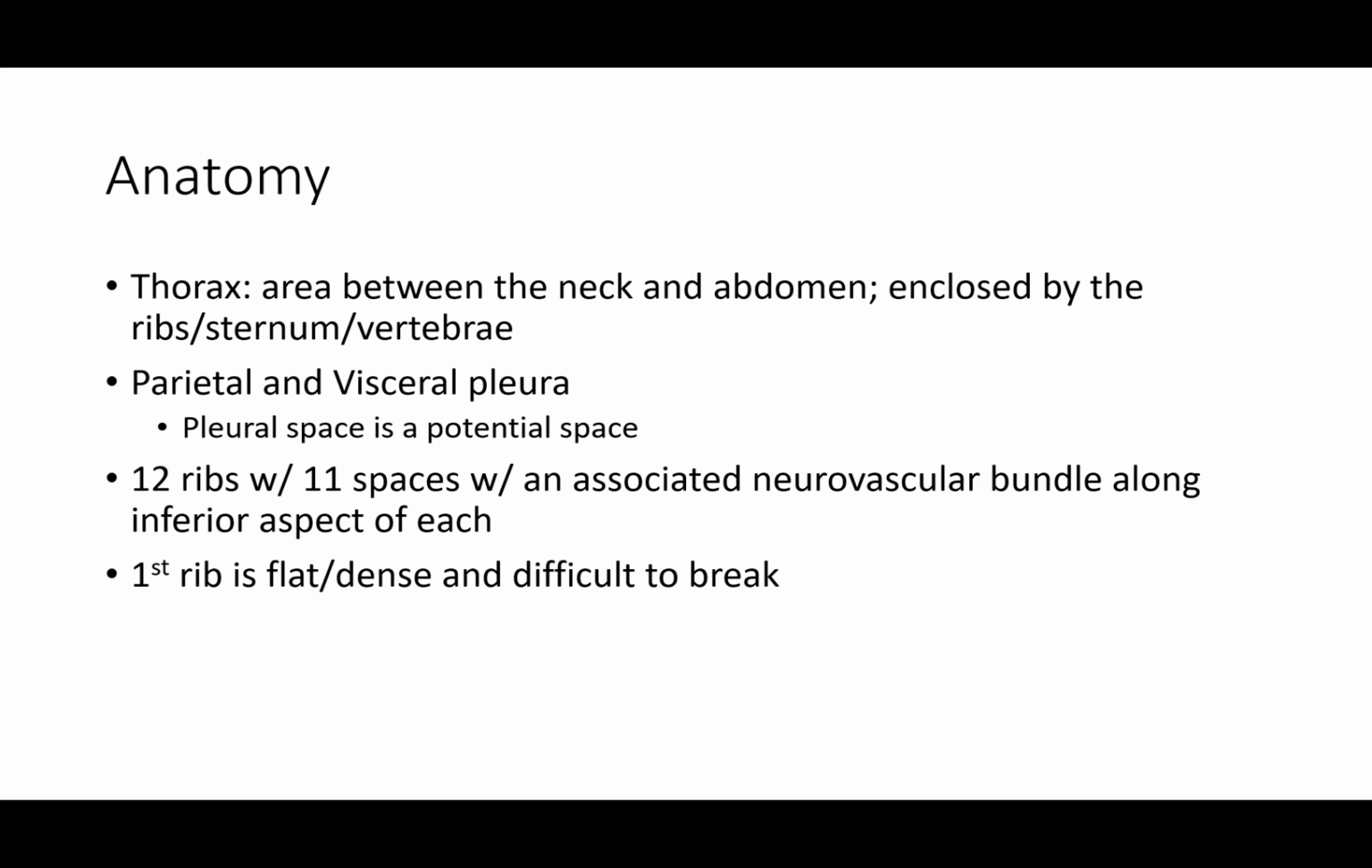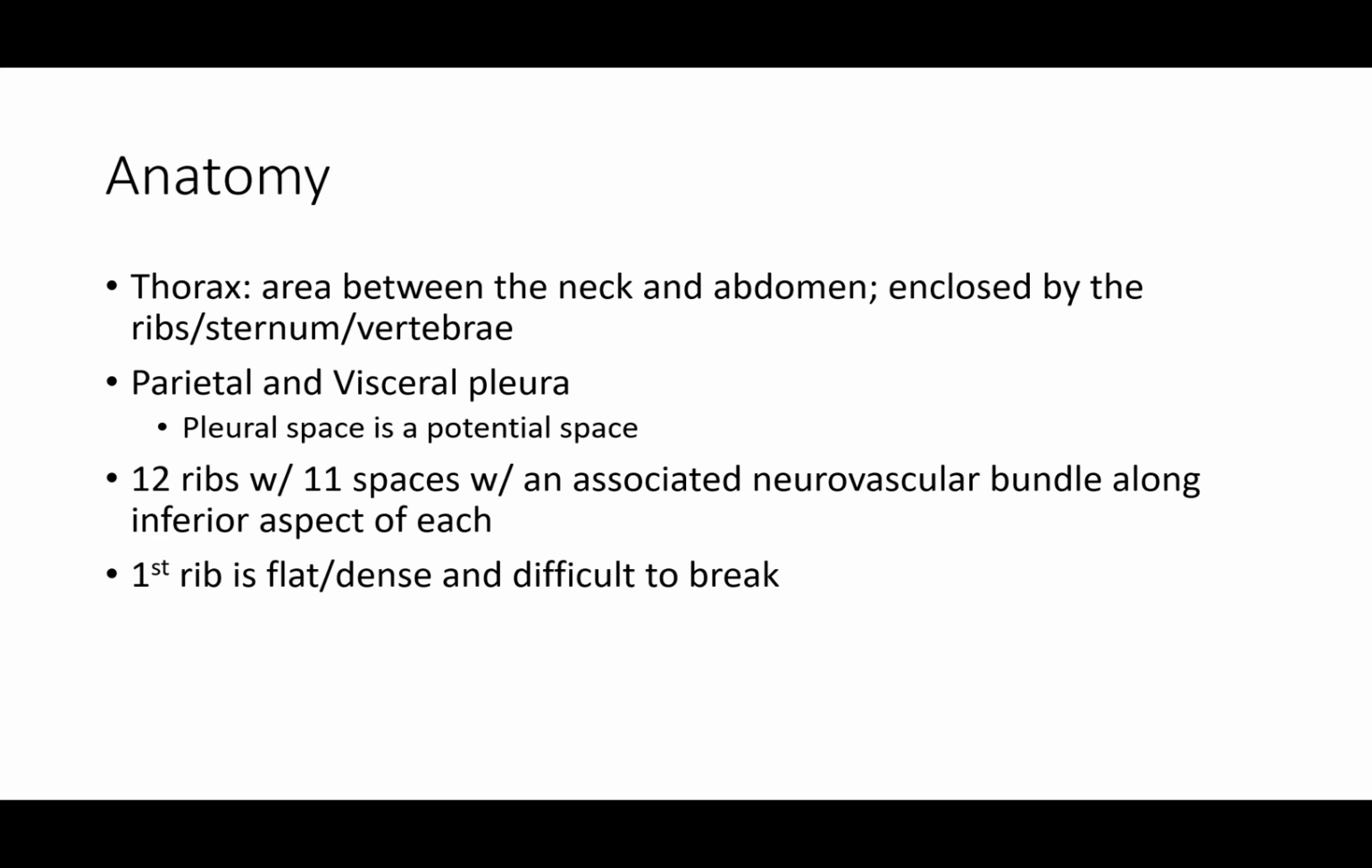You have 12 ribs. It's important to know that there are only 11 rib spaces. Each correlates with the rib above it. And there is a neurovascular bundle along each rib that travels along the inferior aspect of each rib, which is why when we're placing chest tubes, we tell you to go up and over the rib so that you're not injuring or damaging the neurovascular bundle associated with it.